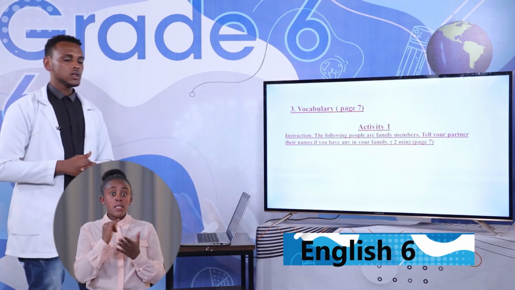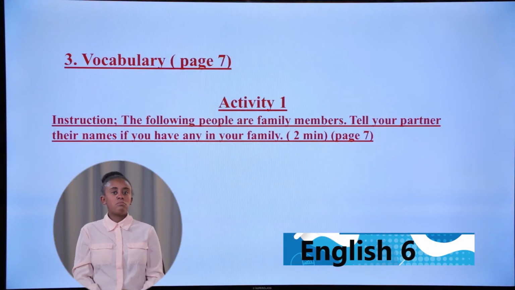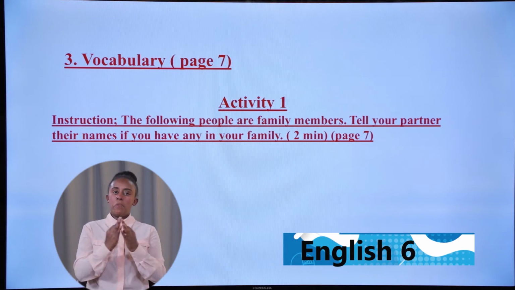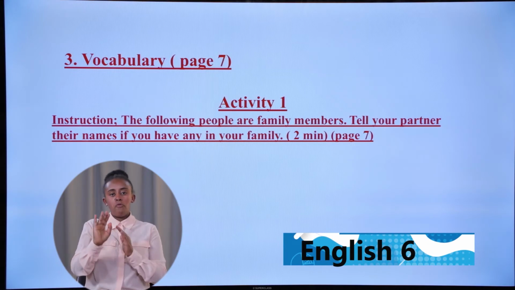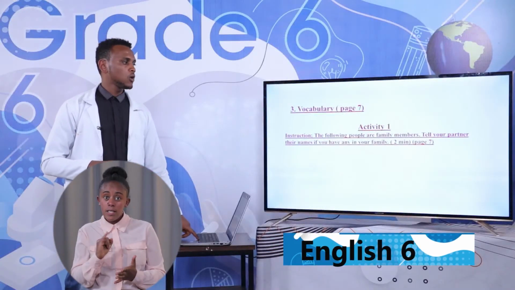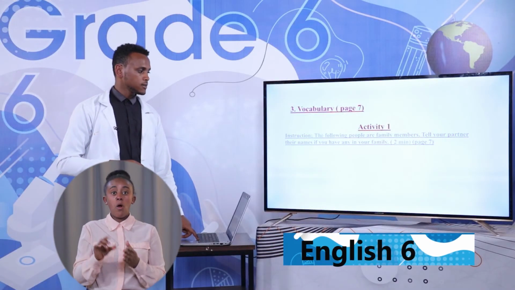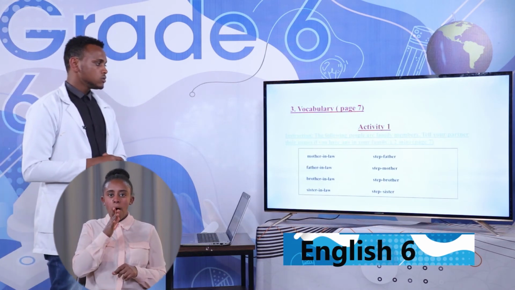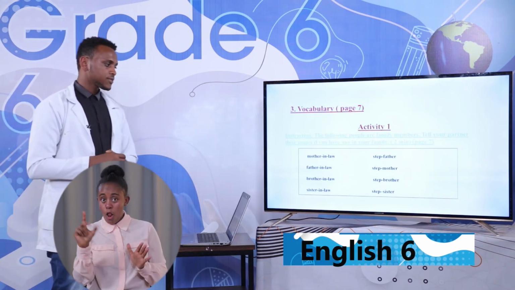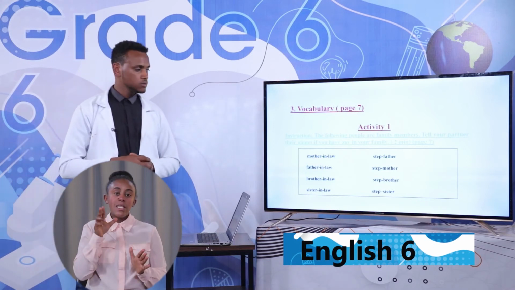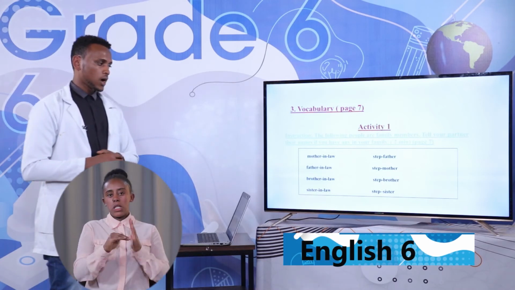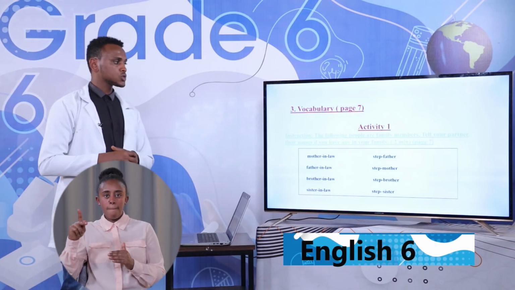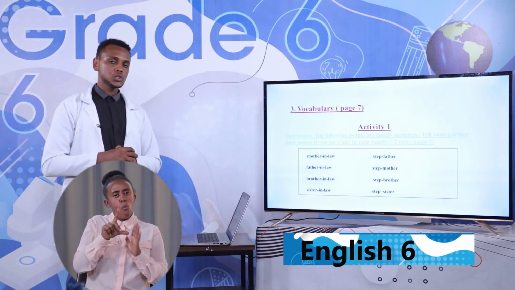It is activity 1. Students, please pay attention to the instruction. The following people are family members. Tell your parents their names if you have any in your family. And it is page 7 on your textbook. The words are mother-in-law, father-in-law, brother-in-law, sister-in-law, stepfather, stepmother, stepbrother, and stepsister. Students, you have 2 minutes to discuss with your parents.